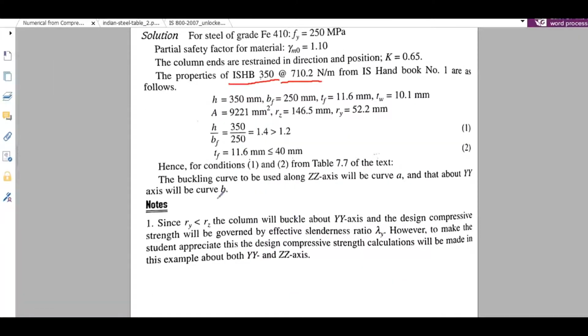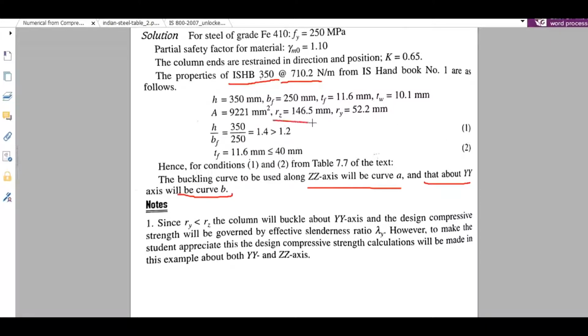So now we can see the buckling curve to be designed along the z axis will be curve A, and about the y-axis it is buckling curve B, right? It is taken from Table 10 of IS 800.